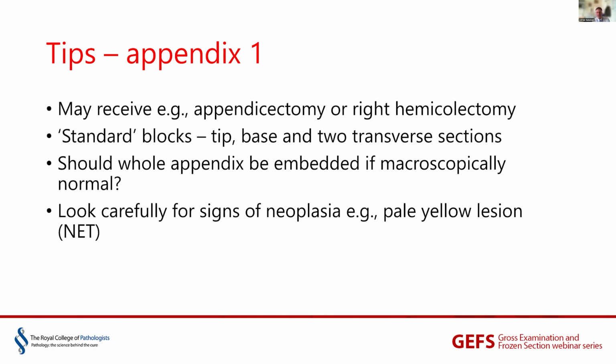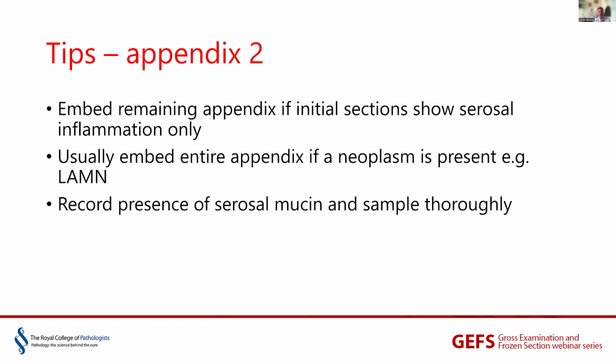But look carefully for signs of neoplasia. You might be thinking more here in terms of maybe a neuroendocrine tumour, but of course you might have a low-grade appendiceal mucinous neoplasm or a goblet cell adenocarcinoma, for example. This is just to say in general about the appendix. If you do take an appendix and not talk about cancer for a moment, but if you do that and the initial sections show just inflammation on the outside, that is a very good reason for embedding the rest of the appendix, even if you haven't to begin with.